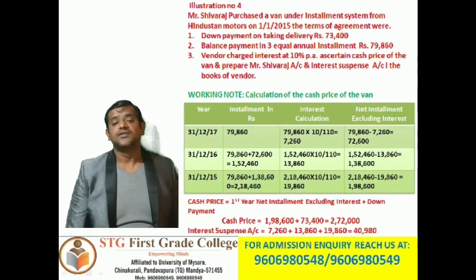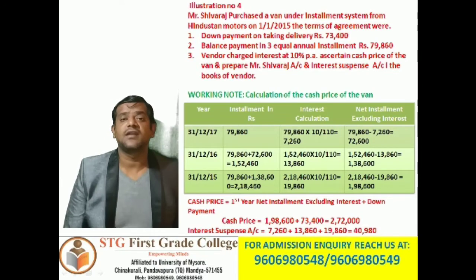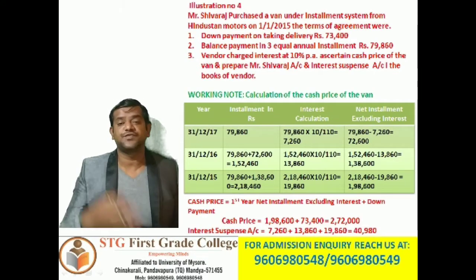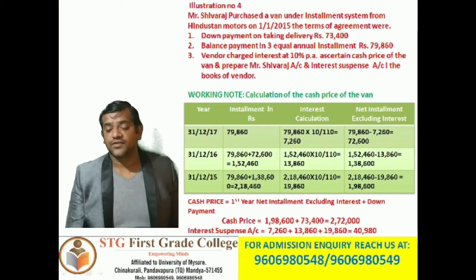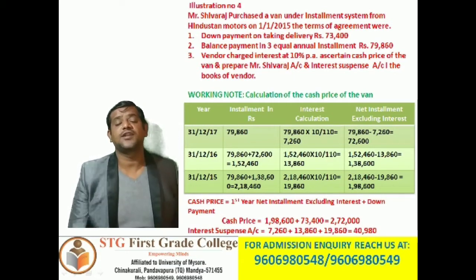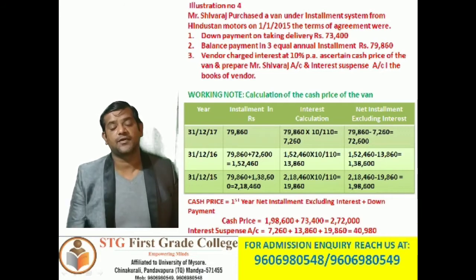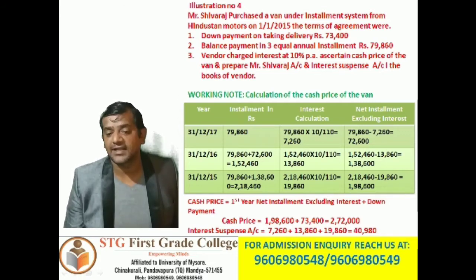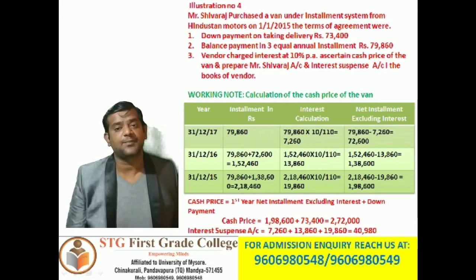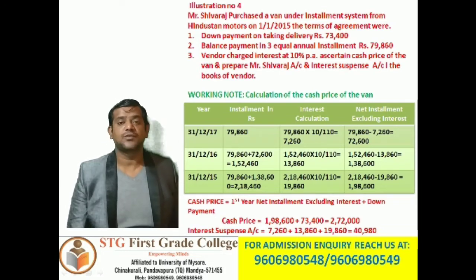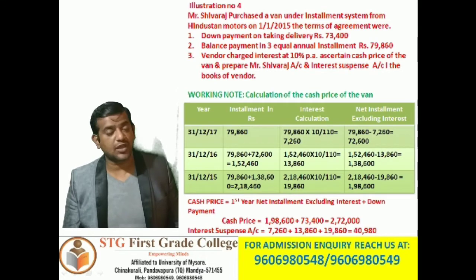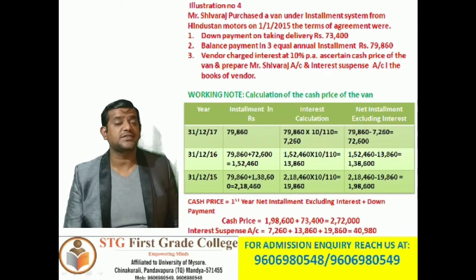Now we have the first year net installment pending, 1,98,600. Since we know the interest now, we are supposed to calculate the cash price. The cash price is the first year net installment excluding interest plus down payment: 1,98,600 plus 73,400 equals 2,72,000 as the cash price.